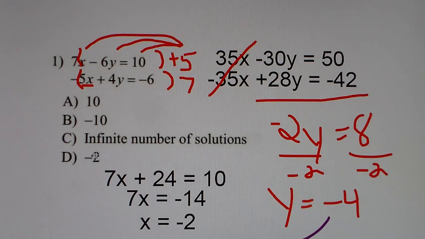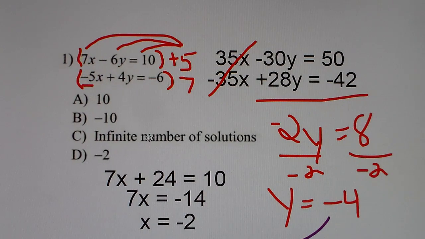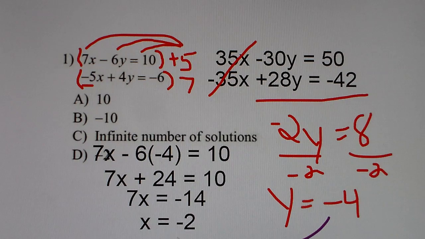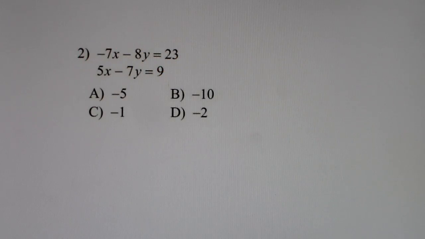And in this multiple choice, they're just asking for the x value, but we're going to solve for the entire thing. So the answer is negative 2, comma, negative 4, in parentheses, because our answers are solutions, or coordinates. All right, let's move on to number 2.